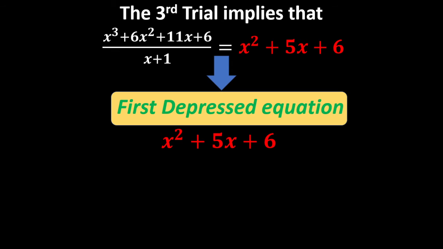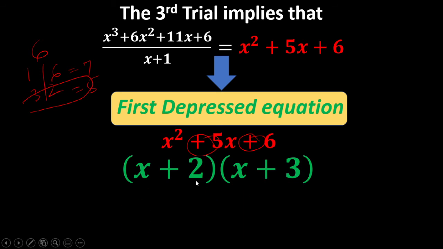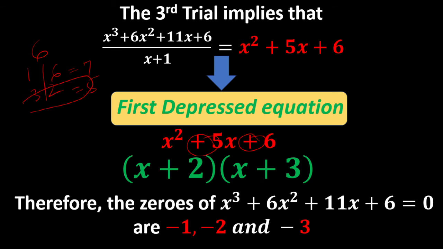Factors ng x squared, x and x. Factors ng 6. 1 and 6, 3 and 2. Positive ito, so ipa-plus mo yan. 1 plus 6, 7. 3 plus 2, 5. So, nasan dyan ang magbibigay ng 5? Ito. So, parehong positive, wala tayong problema. So, x plus 2 times x plus 3. Therefore, the zeros of x cubed plus 6x squared plus 11x plus 6 is equal to 0 are negative 1, negative 2, and negative 3.